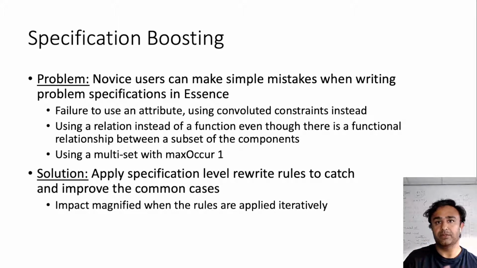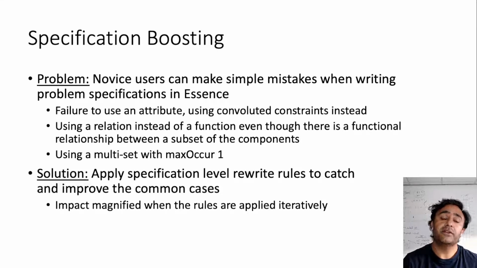So this is a problem statement for this paper. The problem is that novice users can make simple mistakes when writing problem specifications in Essence. These could be in the form of failure to use an attribute, even though the attribute exists, and instead using a convoluted constraint to say the same thing, or using a relation instead of a function, even though there is a functional relationship between a subset of the components and the rest inside of this relation, or something as simple as using a multiset, but with a max occurrence 1 as an attribute, which would make it a set, really.